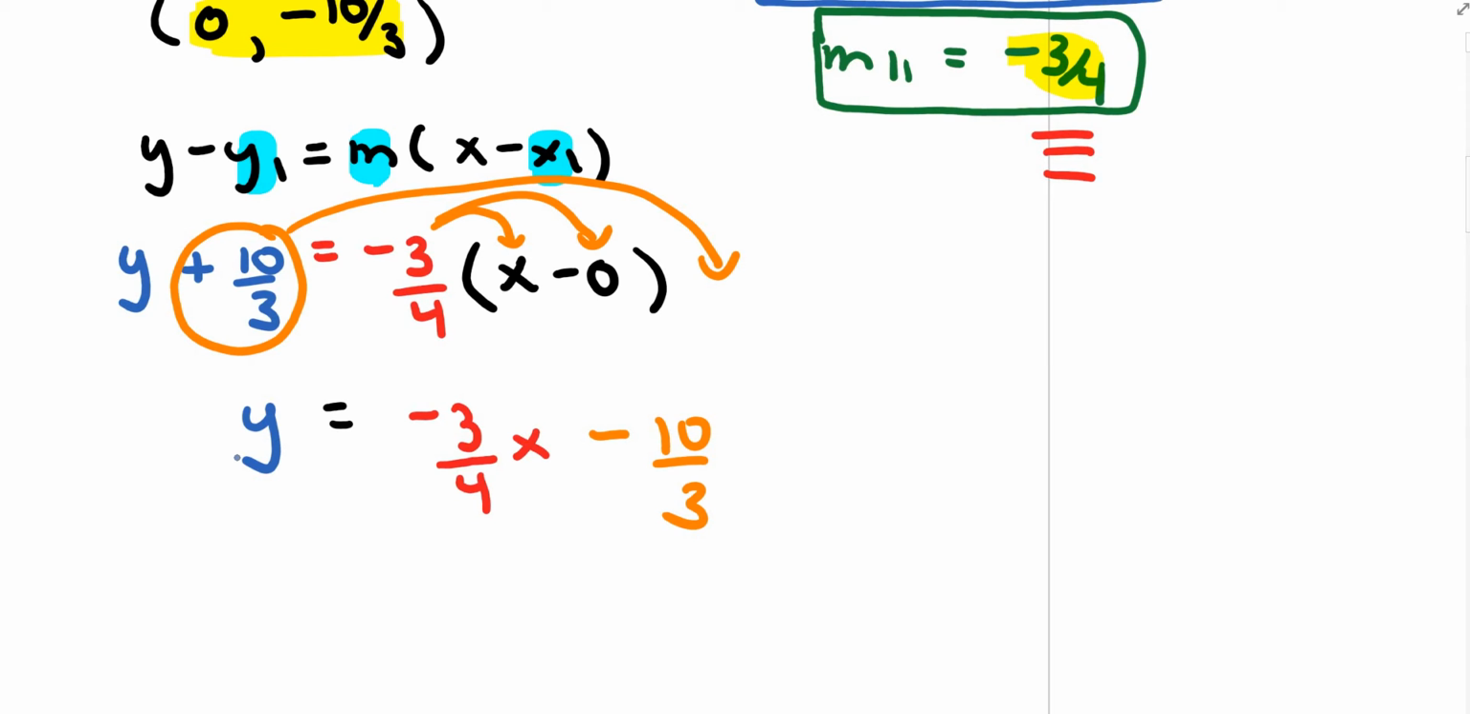Now I need to change this back into standard form. So take a look at your denominators there. I have a 4 and a 3 here. So the least common multiple between 4 and 3 is going to be 12. So let's multiply everything by 12.